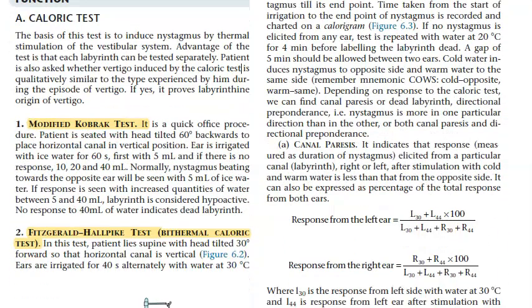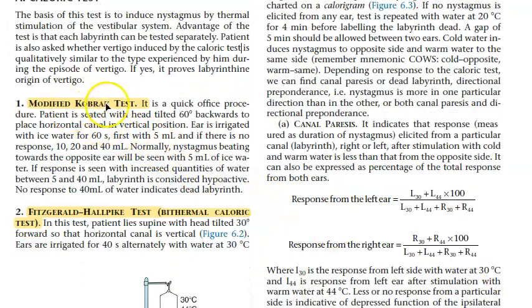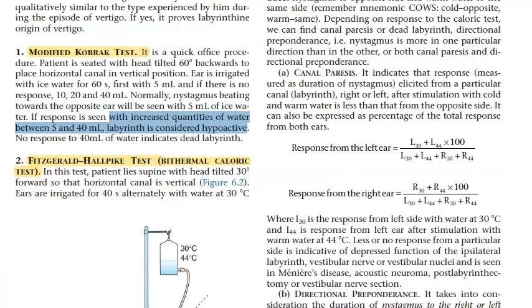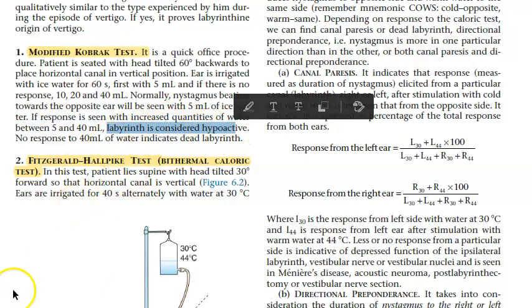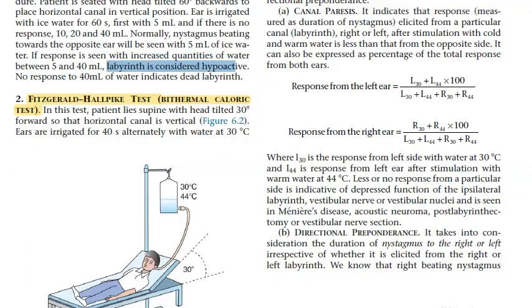There's so much of information here, right? Modified Kobrak test. So here they are using similarly only. Here the patient is more like in seated position, okay? If you need more quantity of water, then it means the labyrinth is hypoactive, okay? If there's no response, definitely they are saying that the labyrinth will be dead, okay?